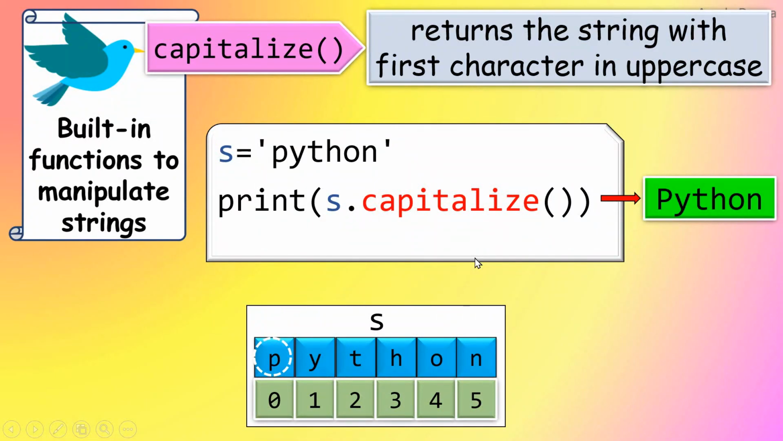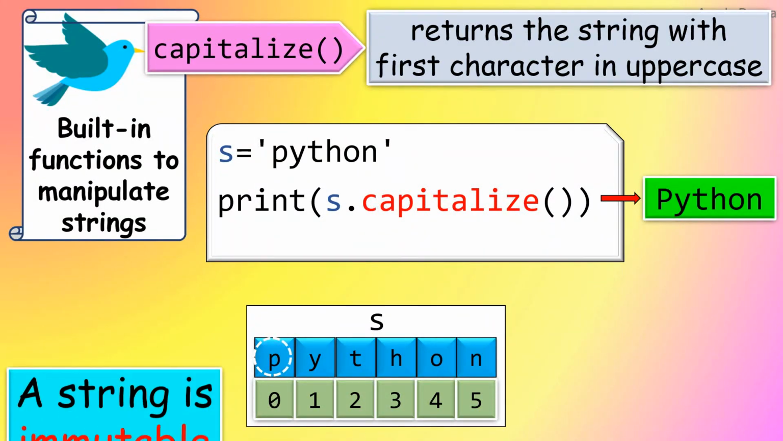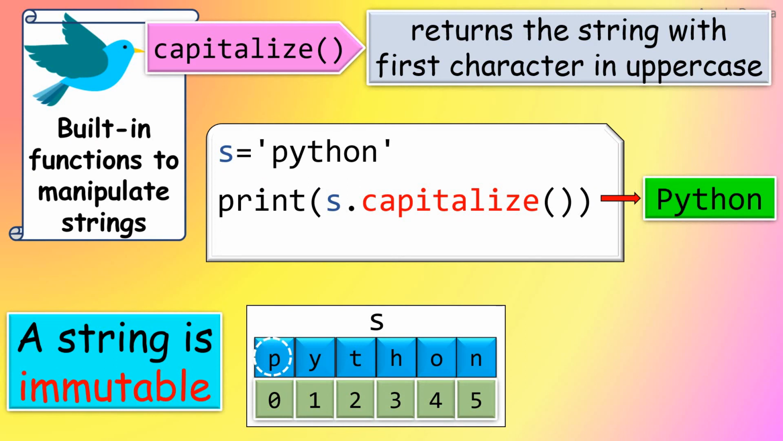And also you have to note the fact that this function does not affect the original string which is stored in the string object. Yes, the original string is as it is, as we have stored in this statement s is equal to Python. The function has only returned the string with the first character in uppercase. This is because a string is immutable in Python.